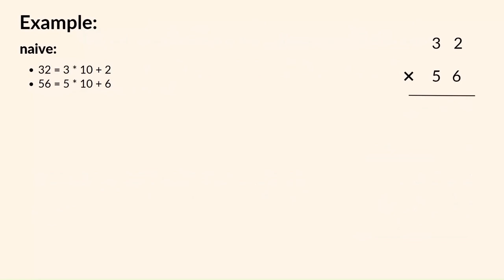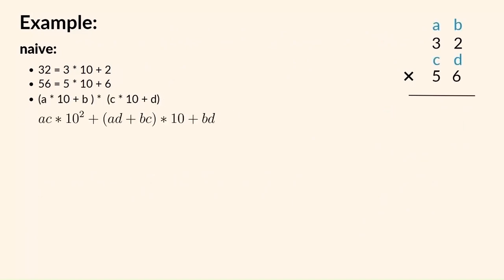Assume that we want to multiply 32 and 56. We can expand them like that. Now, if each digit was assigned to these characters, then by multiplying them, we get this. Now we can see that we have four main multiplications, AC, AD, BC, and BD. Karatsuba aimed to minimize the number of multiplications.